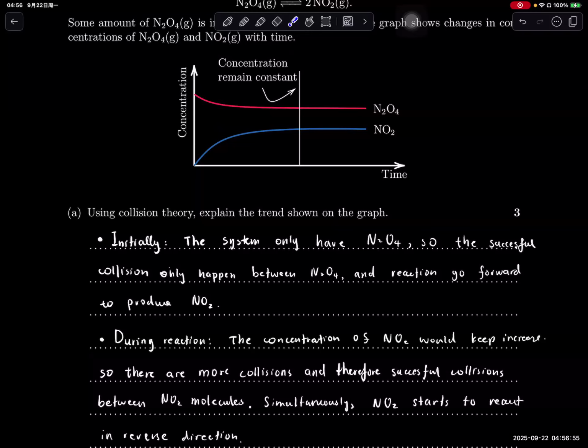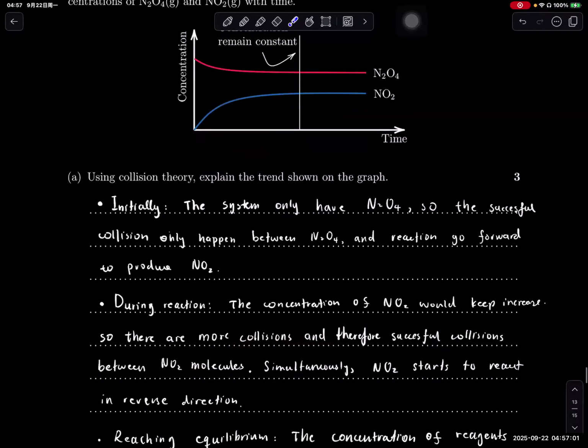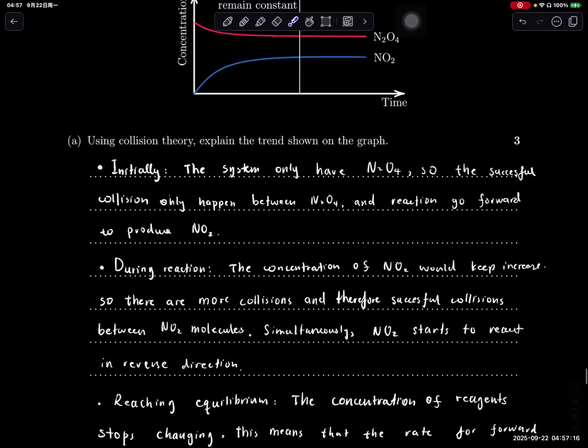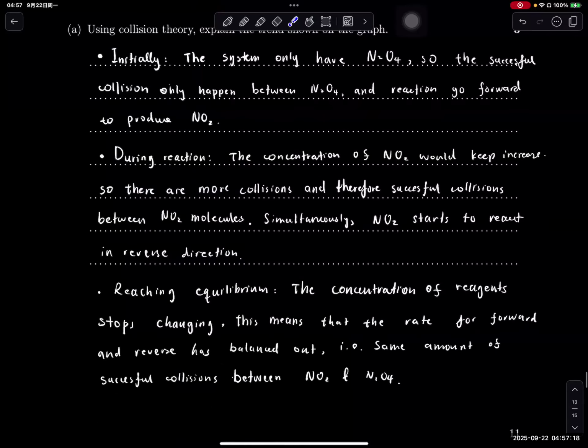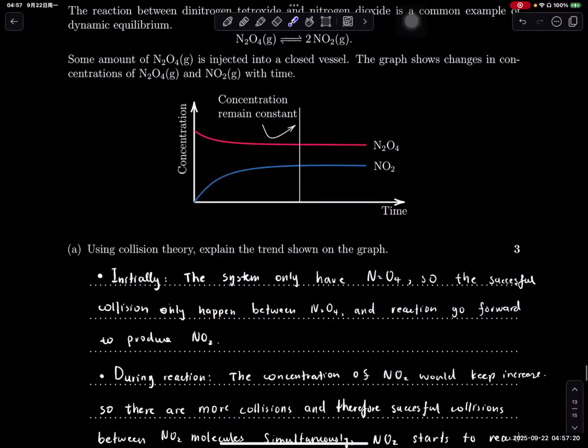While the reaction is happening, the concentration of NO2 keeps increasing, so there are going to be more and more collisions between NO2. So more collisions, and therefore more successful collisions between NO2 molecules. Simultaneously, NO2 starts to react back into N2O4. And as a result, the concentration of reagents stops changing at some point when the rates are equal, right?